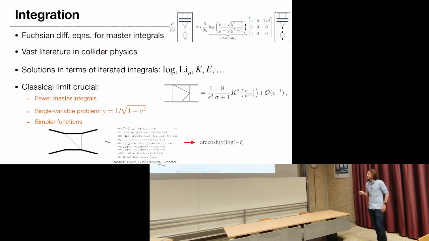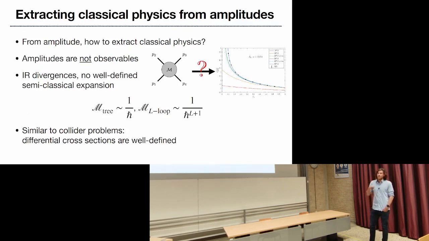Okay, cool. Now, once you have the setup for the amplitude computation, the question is, what can you do? If someone hands you an amplitude, how do you extract the classical physics from this? The basic problem here is that amplitudes are themselves not observables. This is something that's very well known, of course, also to people in collider physics. There are IR divergences hiding, and also, what is maybe a bit more pressing, the amplitude as expanded in the classical limit itself doesn't have a well-defined limit.